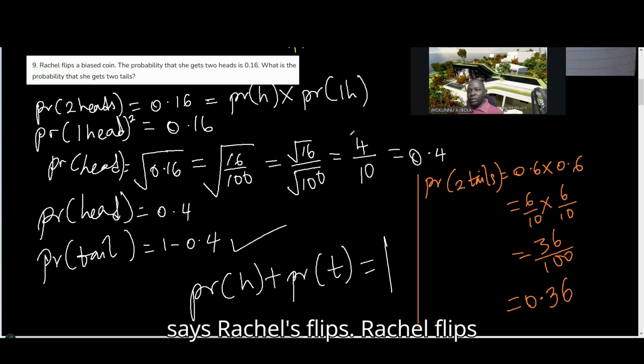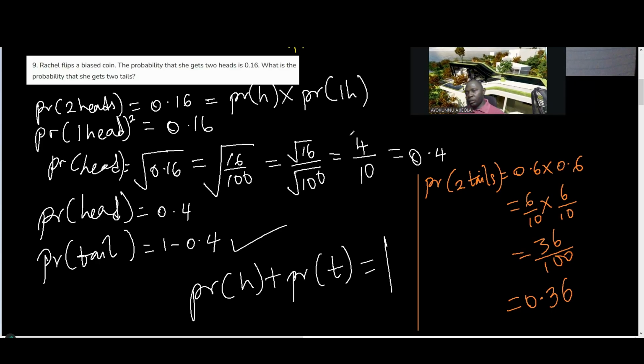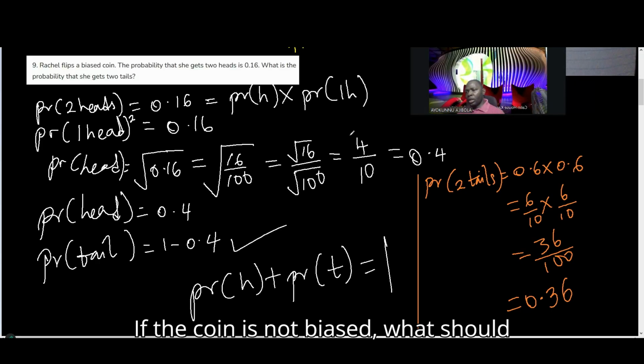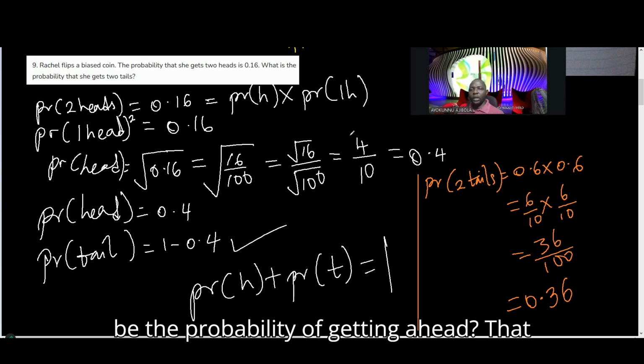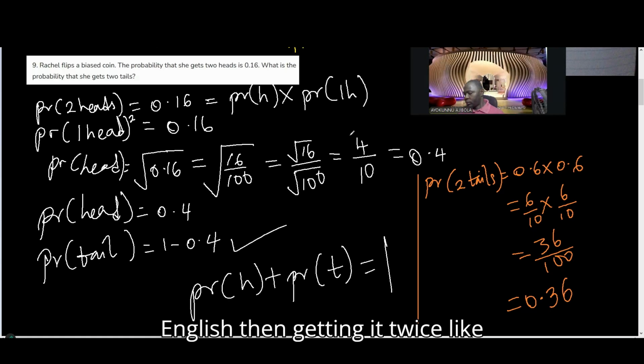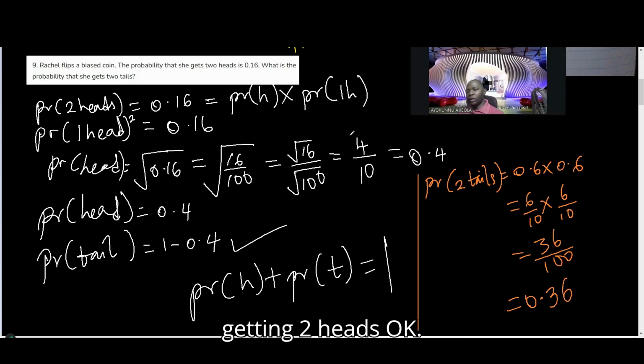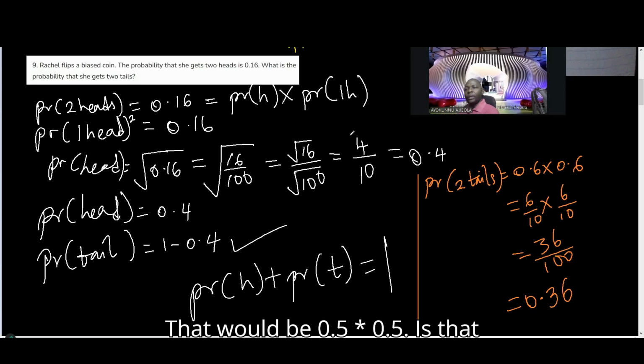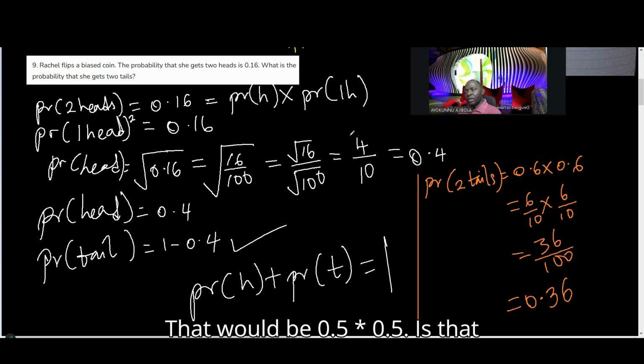It says Rachel flips a biased coin. If the coin is not biased, what should be the probability of getting a head? That should be 0.5, right? Yes. Then getting a head twice, like getting two heads, that would be 0.5 times 0.5. Is that correct?